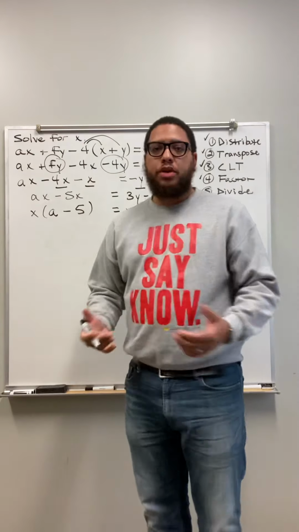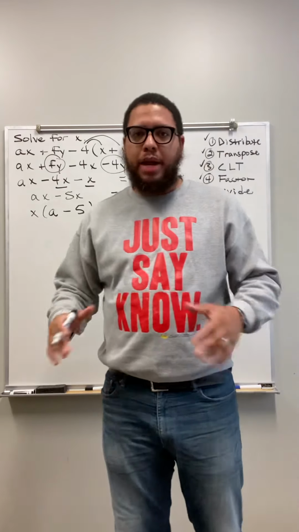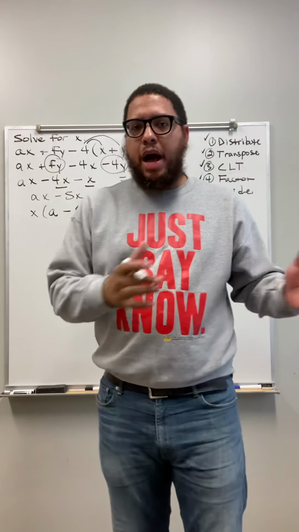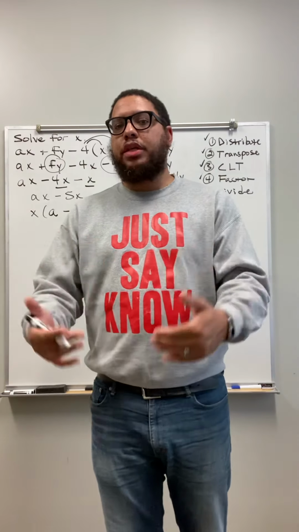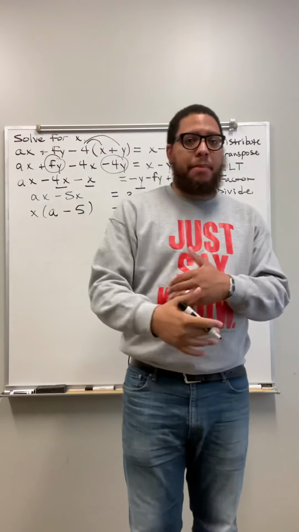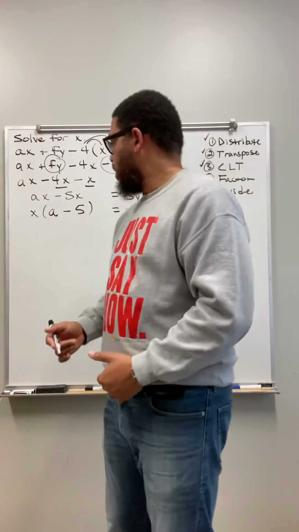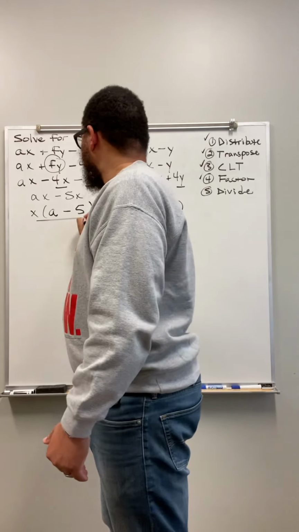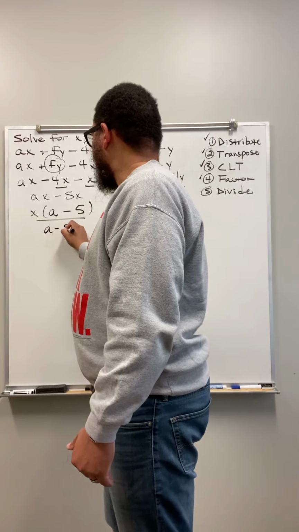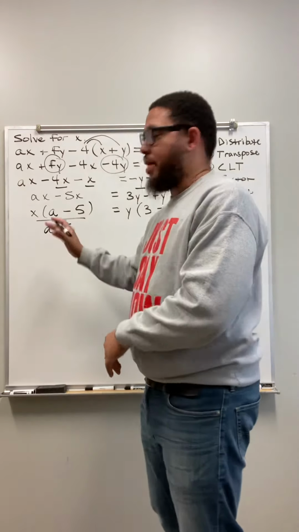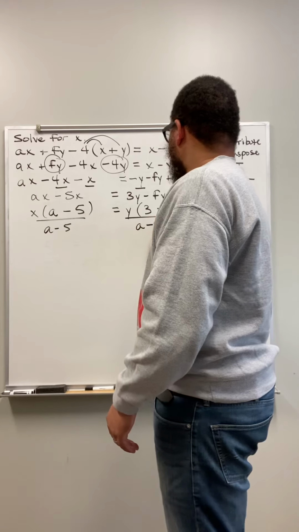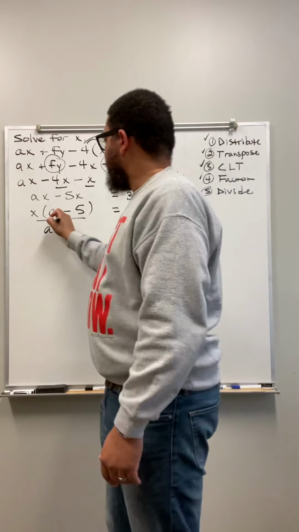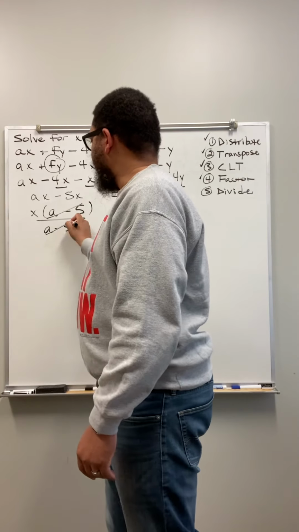So when you're trying to get rid of terms or expressions in any equation, no matter how big or small the equation is, how complex or simple it is, you do the opposite operation to get rid of things. Always remember that. You do the opposite operation to get rid of things. So what I'm going to do is I'm going to divide by A minus 5. But if I divide by A minus 5 on the left, I also got to divide by A minus 5 on the right. All right? So I got A minus 5 over here and A minus 5 right there.